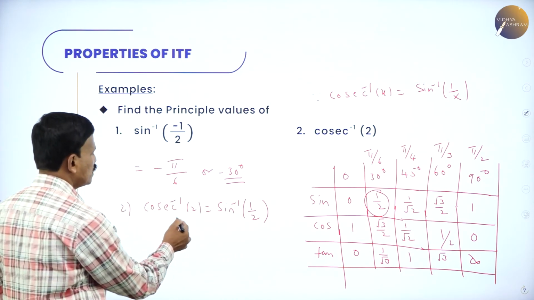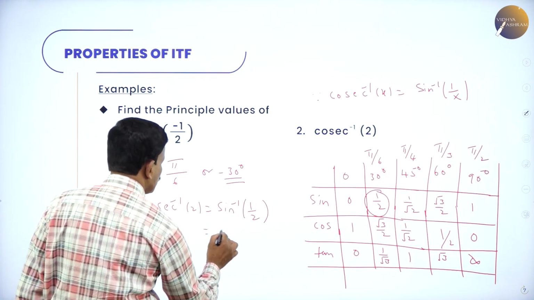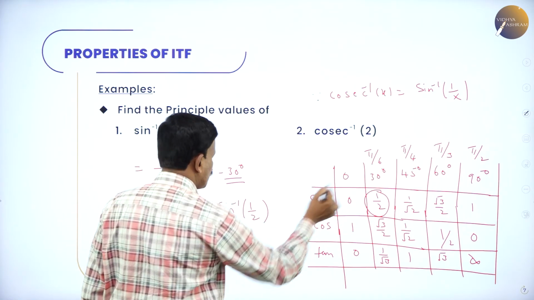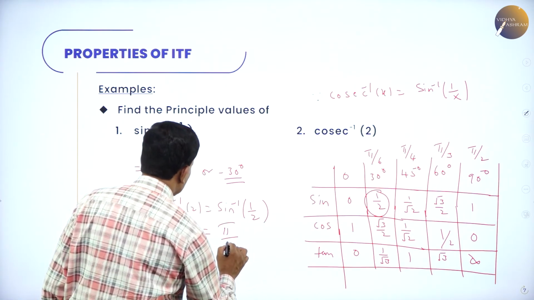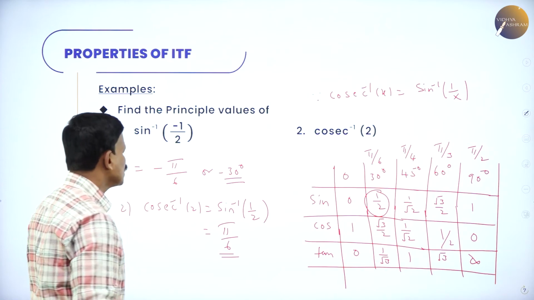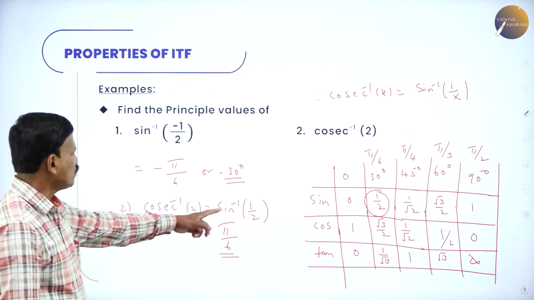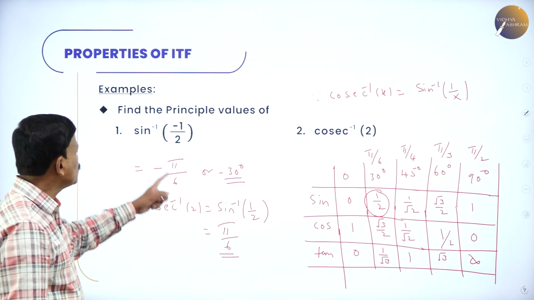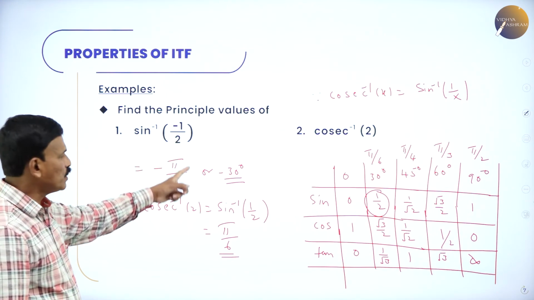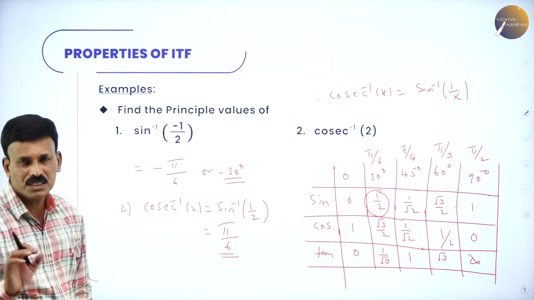So cosecant inverse 2 is also equal to sine inverse 1 by 2. Again, sine inverse 1 by 2 is nothing but pi by 6 radians. So sine inverse of plus 1 by 2 is plus pi by 6, and sine inverse of minus 1 by 2 is therefore minus pi by 6.